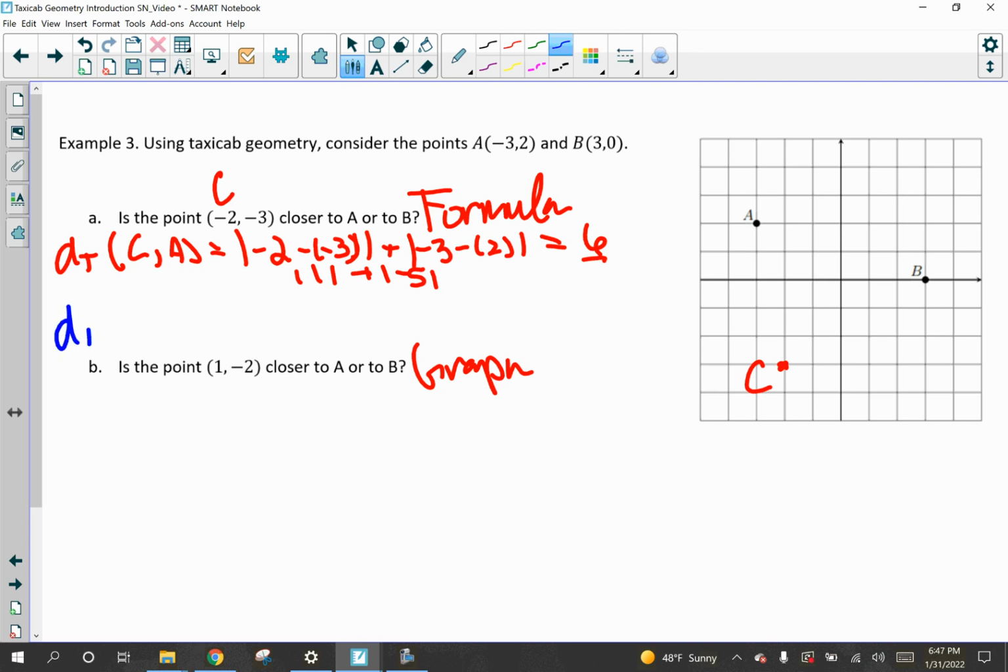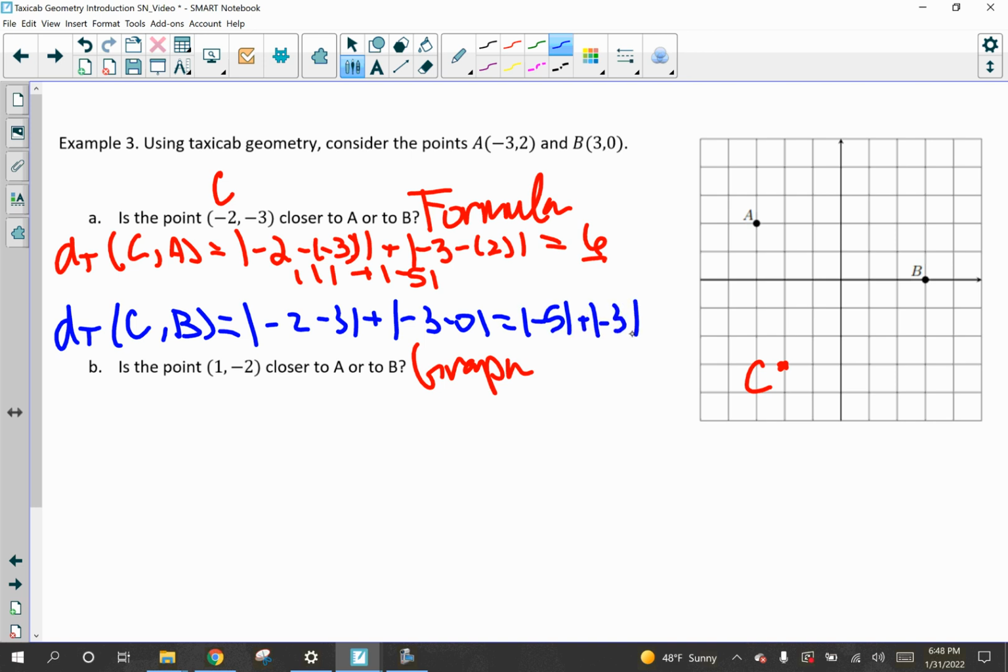Let's find the taxicab distance between C and B. We have the absolute value of -2 minus 3, plus the absolute value of -3 minus 0. So -2 minus 3 is going to be -5, plus -3 minus 0 is going to be -3. The absolute value of each gives us 5 plus 3, which is 8. So for this one, car A is closer.